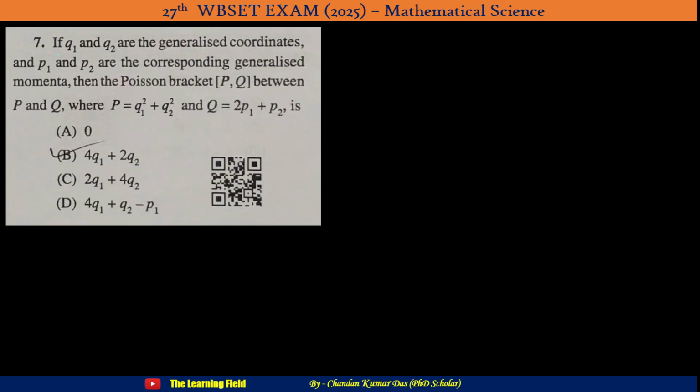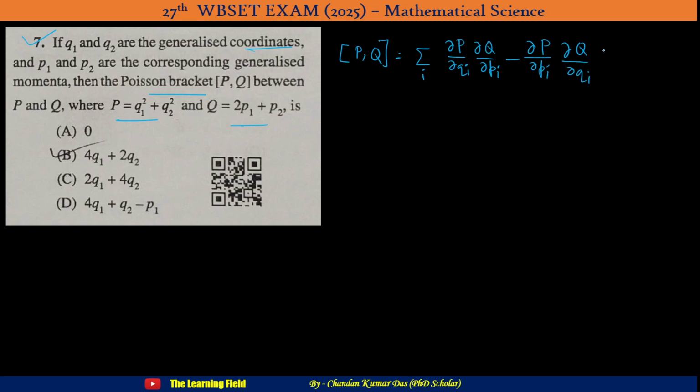Next question, this one. It says that if q1 and q2 are generalized coordinates and p1, p2 are the corresponding generalized momenta, then the Poisson bracket [P,Q], where P is equal to this and Q is equal to this, is given by... What is the definition of the Poisson bracket? [P,Q] is the summation over i of ∂P/∂q_i times ∂Q/∂p_i minus ∂P/∂p_i times ∂Q/∂q_i.